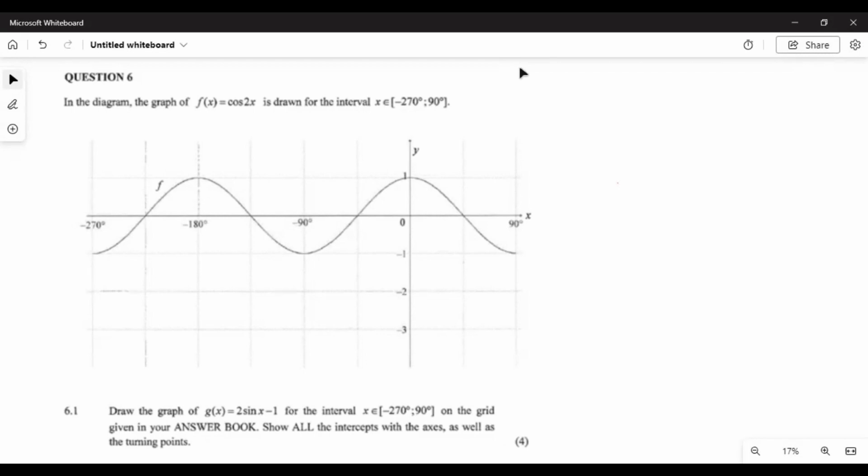On the grid that's given in the answer book, they just give the graph as is, and we need to draw on top of that. So we need to show all the intercepts with the x-axis as well as the turning points.